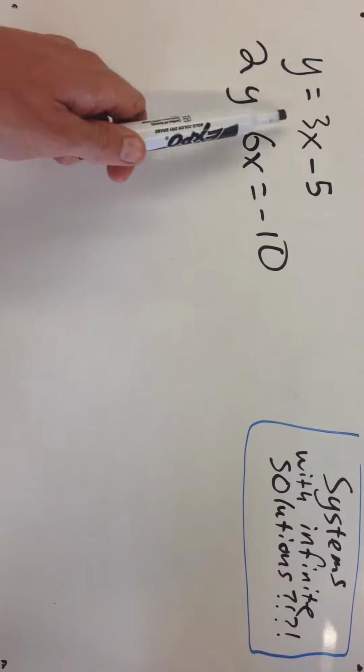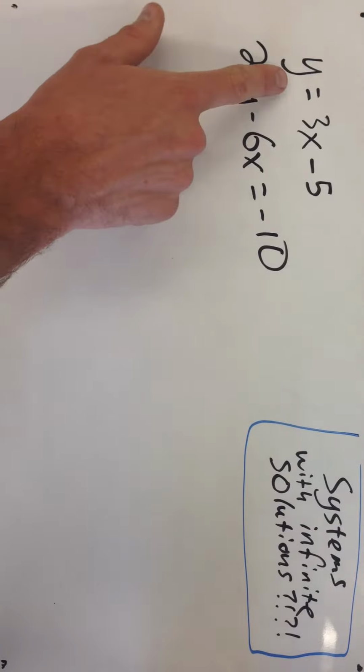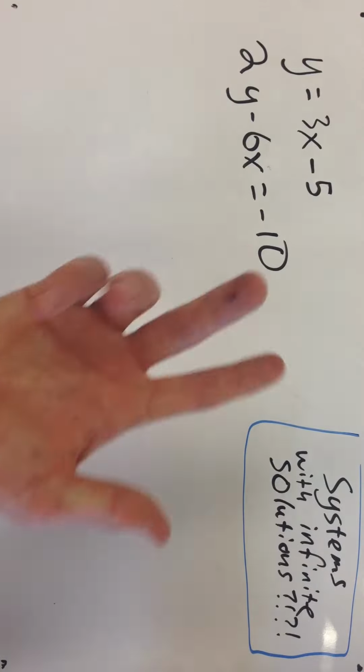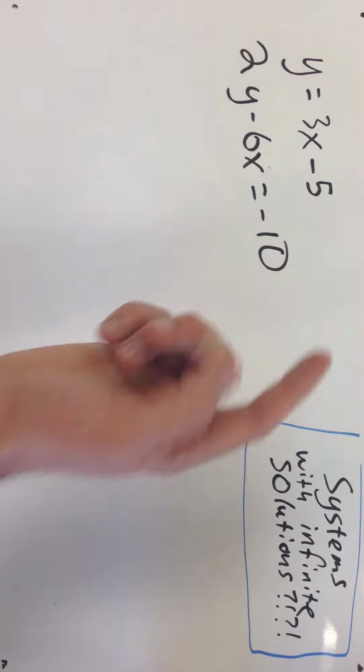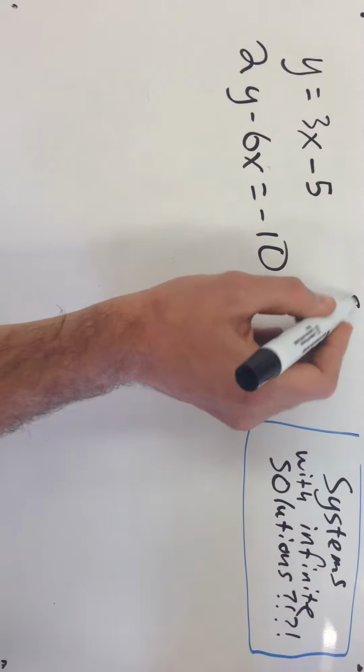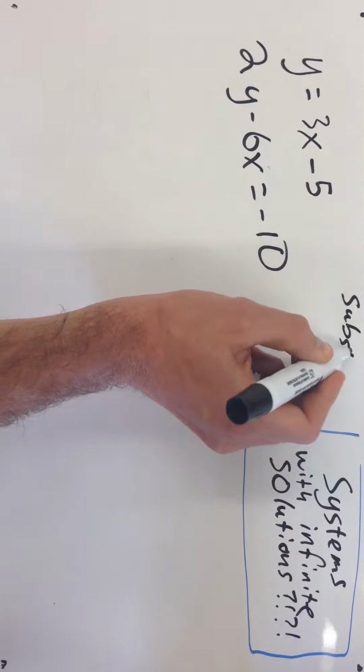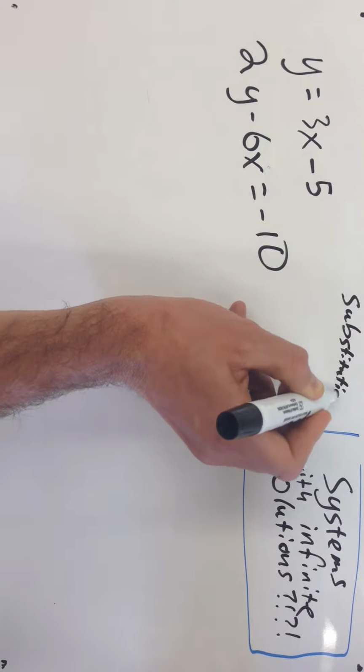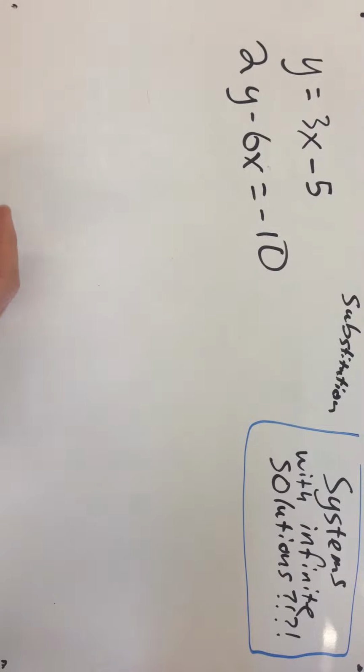So we've got a system like this, and take a look. We've got one that's in y equals and one that's in standard form, right? So slope-intercept and standard form. That tells me right off the bat, we are going to try to solve this with substitution. Right? That's the good method to solve this.